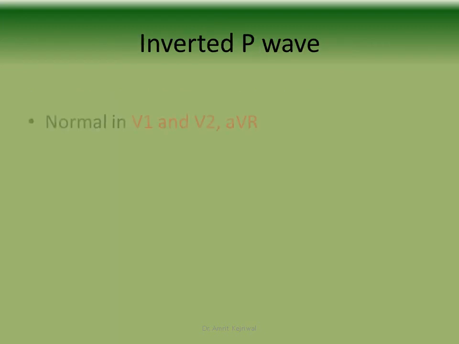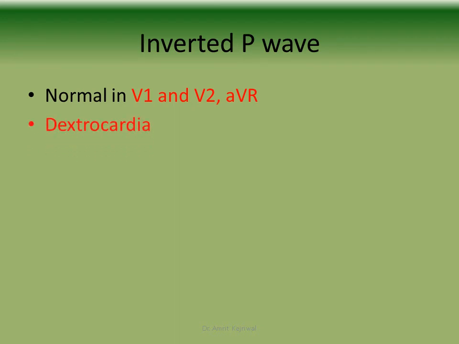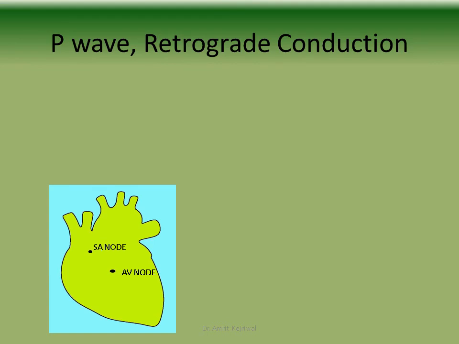Occasionally we do get inverted P waves. Inverted P waves are normal in V1, V2 and AVR. You can get an inverted P wave in dextrocardia, and due to improper placement of electrodes. Inverted P waves can be seen in retrograde conduction, that is, from the AV node the impulse goes towards the SA node, the impulse origin or passes retrograde through the AV node. So the bundle of His fibers' electrical impulse goes in a retrograde direction also. So either the origin is from the AV node or below, and it goes in retrograde conduction.